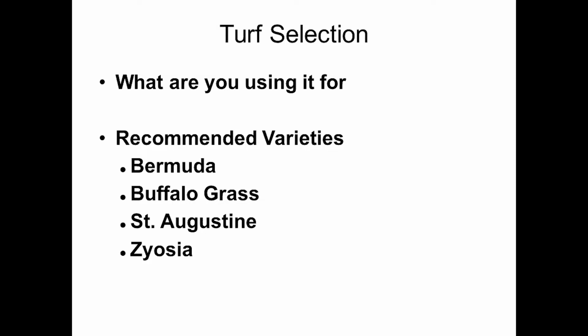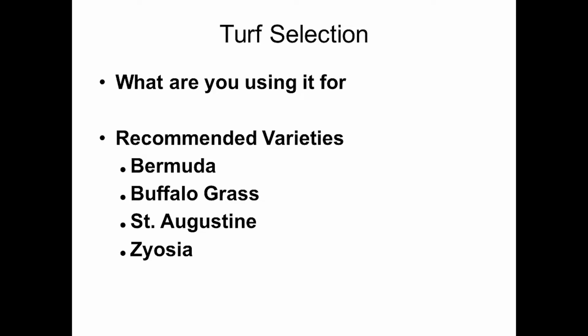So when we're looking at the selection process, we need to think about what we're using it for. Is it going to get a lot of foot traffic? Is it going to get traffic where we're going to have pets and things like that? How much shade do we have going on in the yard? So things of this nature. Now, as master gardeners, we recommend 4 varieties of grasses here. And all 4 of these are warm season grasses. We do not recommend any cool season grasses around here.